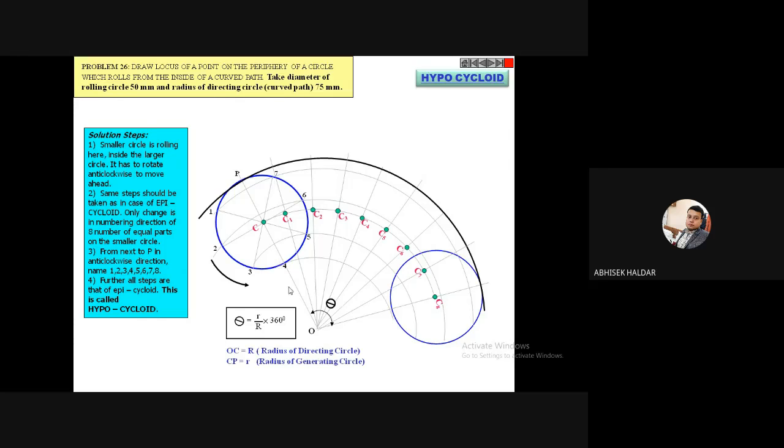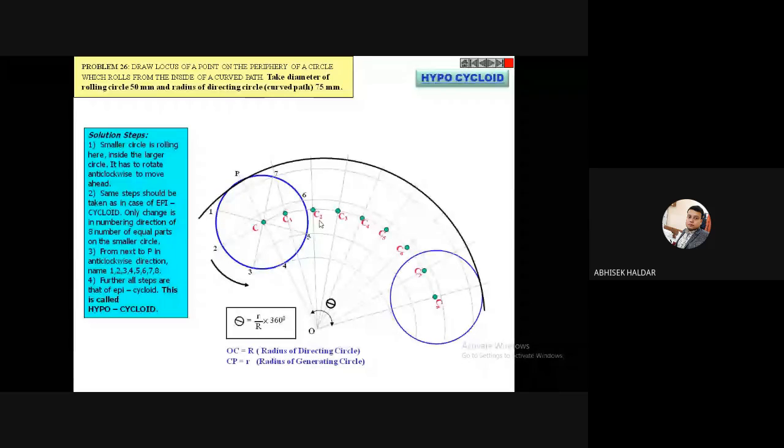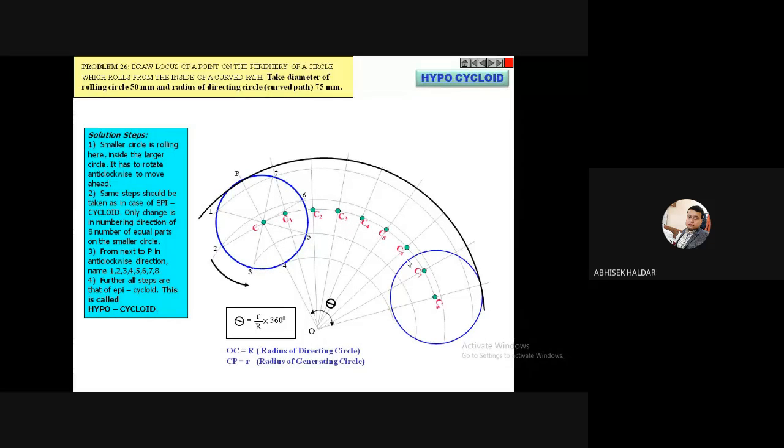Next is O to C. O to C is my radius, and this central arc line you have to draw, on which the locus of these centers C1 C2 C3 C4 will be lying. Because these angular divisions are also cutting these arcs, those intersection points are nothing but C1, C2, C3, and they will lie on the central arc line that you can see.